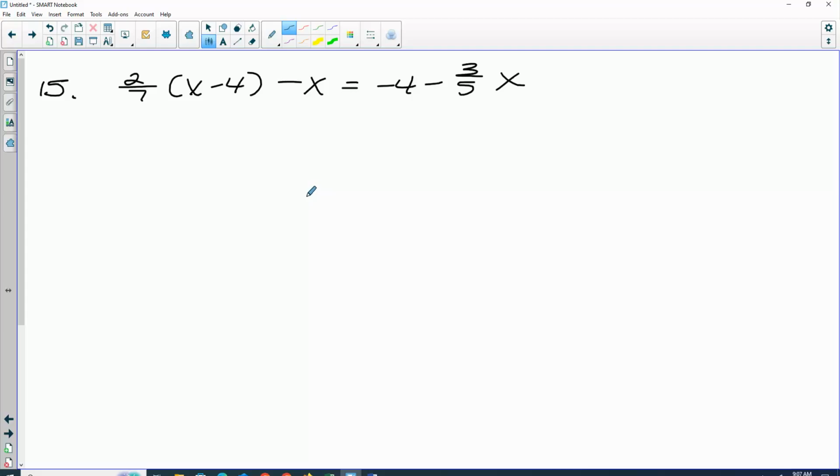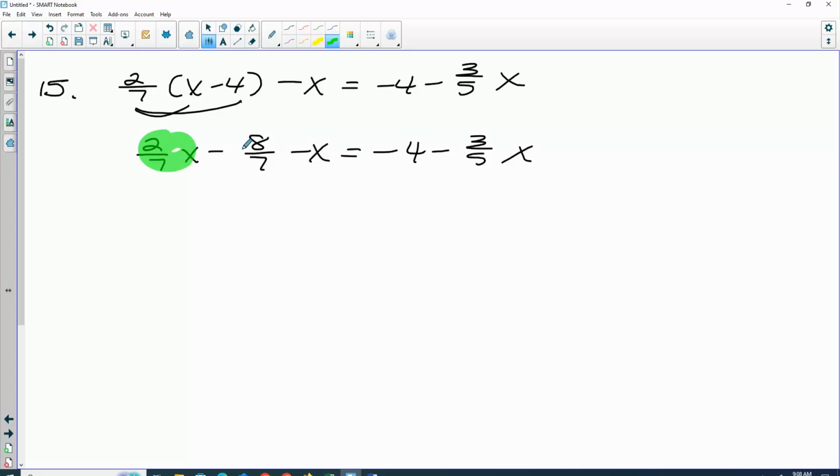What do we do on this one to begin? Distribute. It's just a linear equation. The thing that makes it hard is the fractions, but we have calculators, we can deal with that. 2 sevenths times 4 is 8 sevenths minus x is -4 minus 3/5 x.